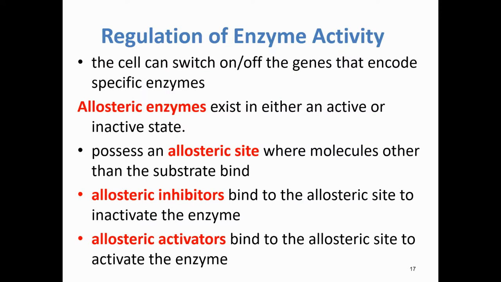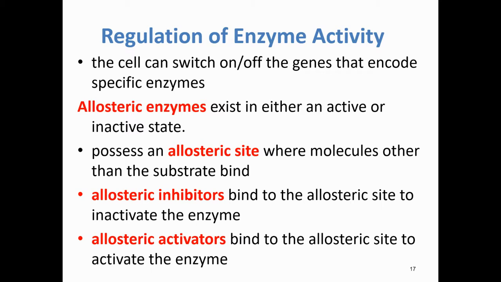Just another graph talking about optimal temperature for different things. Don't need that. But here's one that's kind of cool: regulation of enzyme activity. Enzymes can be turned on and off. Some enzymes aren't just always working; some actually need to be turned on and off. So we have what we call allosteric enzymes. Allo, like other site. These allosteric sites on enzymes are where molecules can bind to either activate or inactivate it.